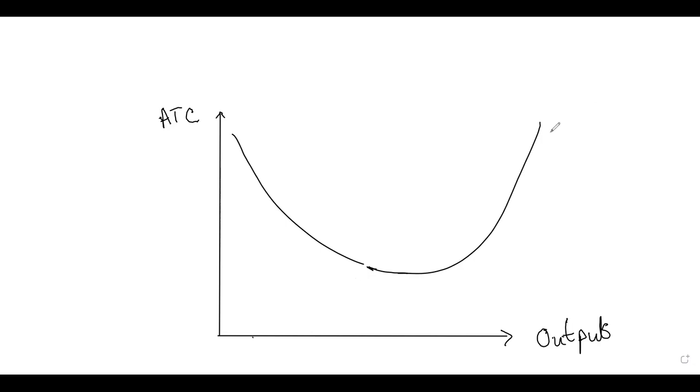But if this is ATC 1, there could be other possible ATC curves which could be lower than this one, like this. So this is another ATC curve, which is lower than this, so let's label it as ATC 2. And since ATC 2 is lower than ATC 1, ATC 2 is more efficient than ATC 1. Is this making sense, students?